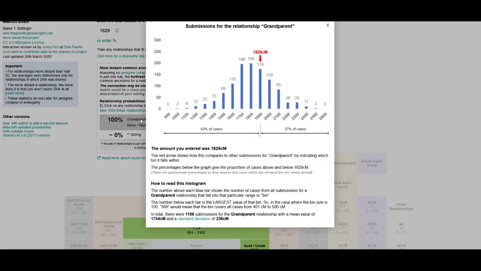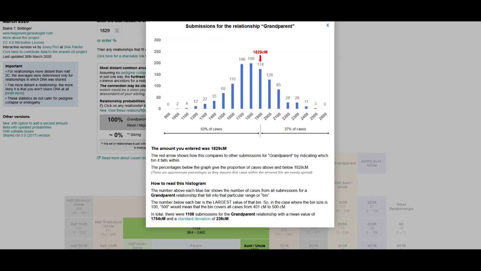And so what DNA Painter does differently than Ancestry is it gives you a chart. So the higher this number is telling me, 1829 centimorgans, 174 people have said, let me see, hold on. Oh, that is a grandparent. Submissions for the relationship grandparent. So it's 174. So the idea for this is, and this is how I use it.